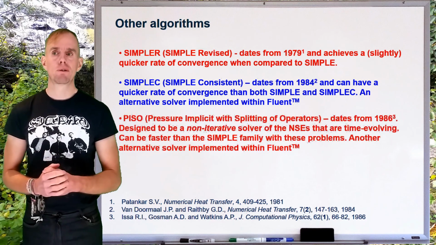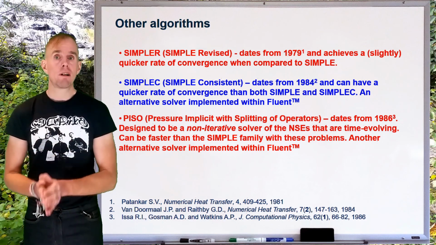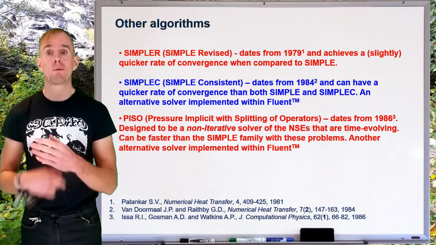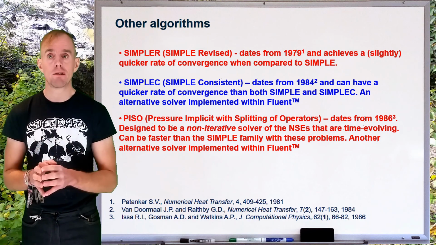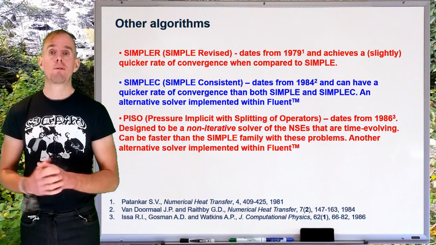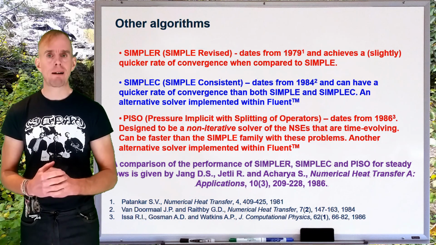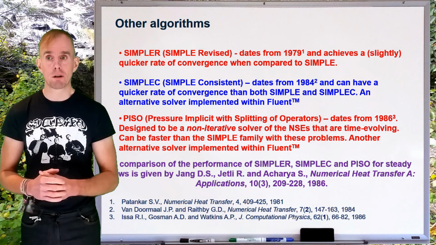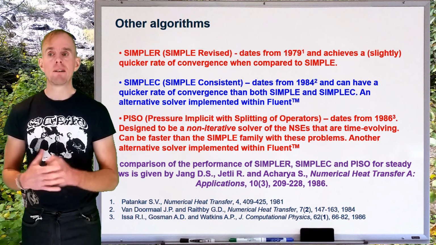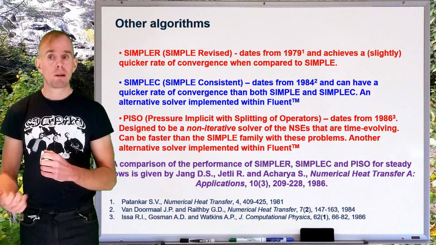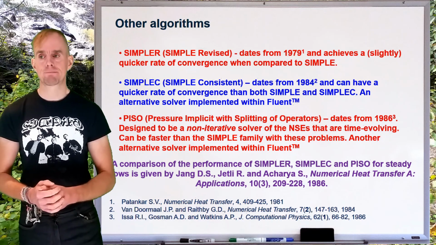You may also come across a solver called PISO, Pressure Implicit with Splitting of Operators, dates from 1986. Now PISO is designed to be non-iterative. It's designed for time-evolving Navier Stokes equations, and it can be faster than the simple algorithm in these problems. It's another alternative solver that you can find within Fluent. So if you're interested in a comparison of these solvers for different types of problem, there's a very nice review here that was done quite a long time ago now, in 1986, that gives you an indication of performance for PISO, for SIMPLEC and for SIMPLER, depending on the type of problem that you're solving.